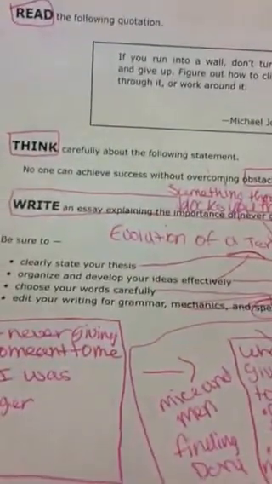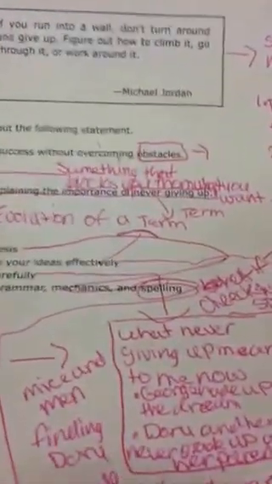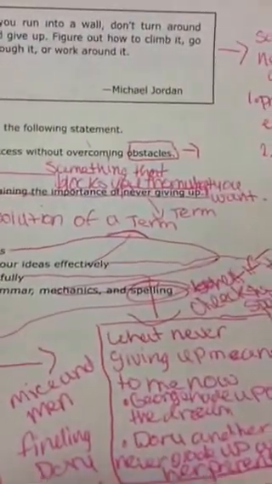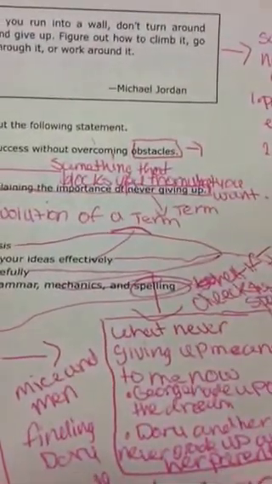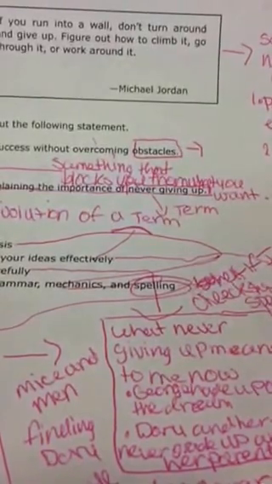The third part is what the Writing Academy calls the charge. Write an essay explaining the importance of never giving up. Here, Lucy boxed the term, never giving up. And she knows that she has to explain the meaning of that term.